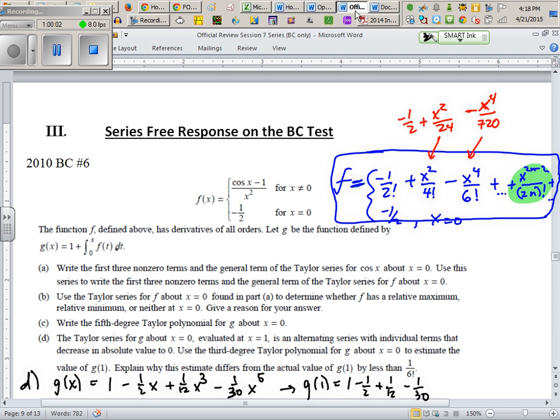And I forgot to write the factorials again. This was over 1 factorial. This one was the 2 factorial. That was 3. Wait, this was the 3. The 4 was invisible. This was the 5. Is that right? Yeah. Thank you.